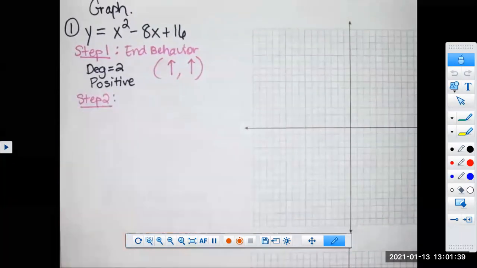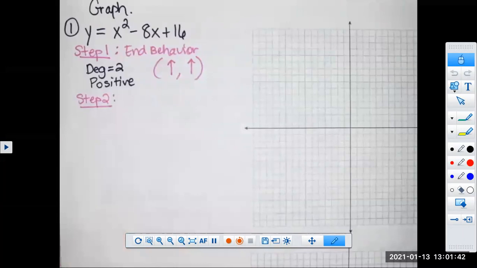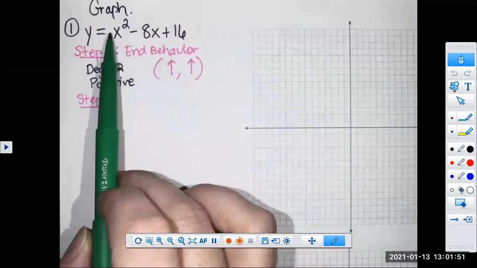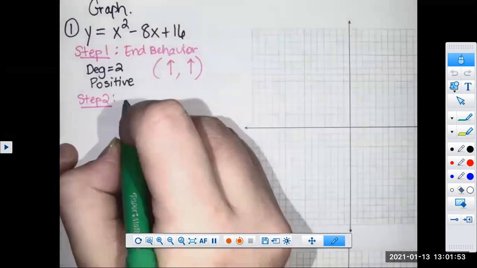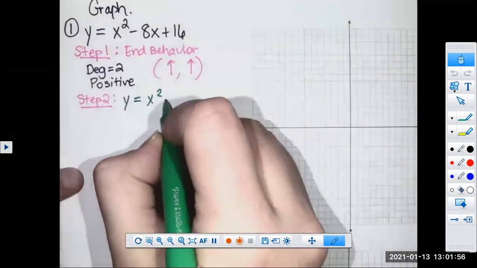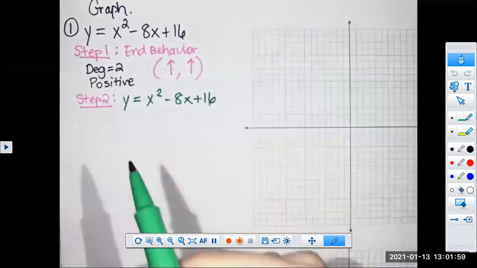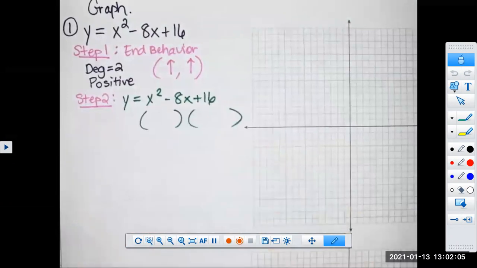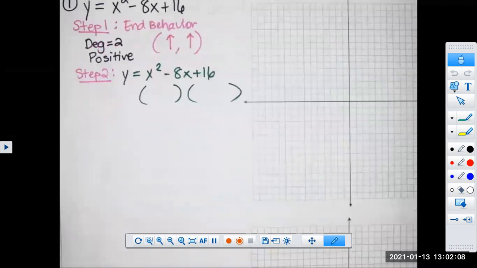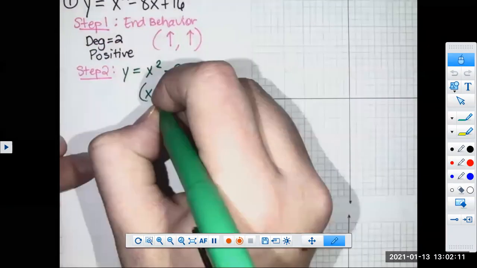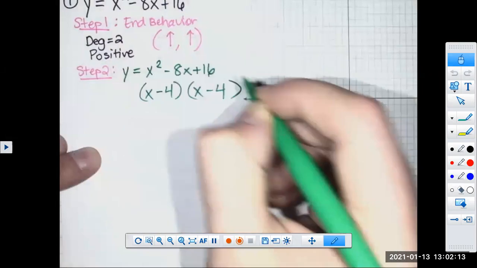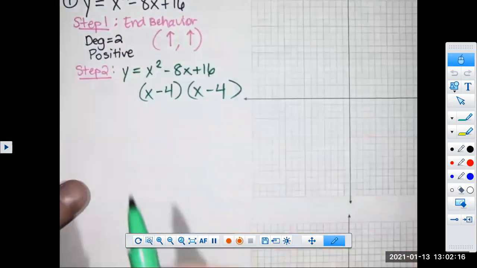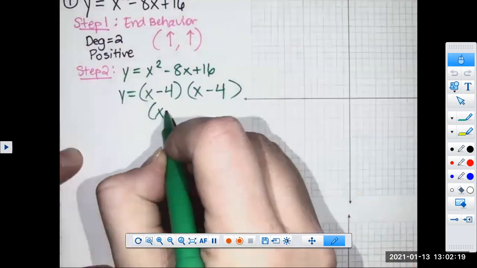Okay, step 2. All right, we're going to find the x-intercepts or zeros. So this is definitely not factored. So if you'll recall from chapter 4, how would you factor this? Good, x minus 4, x minus 4. So it's x minus 4 squared. So you can write it like this, or you can simply say x minus 4 squared.